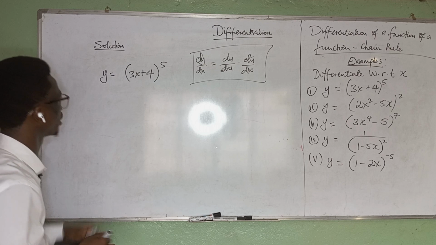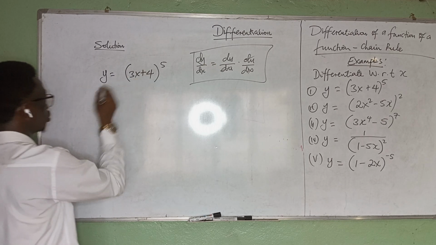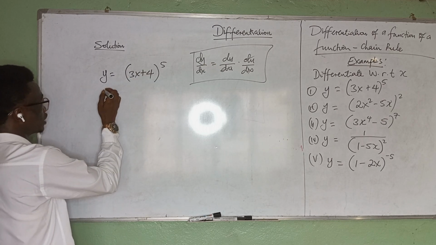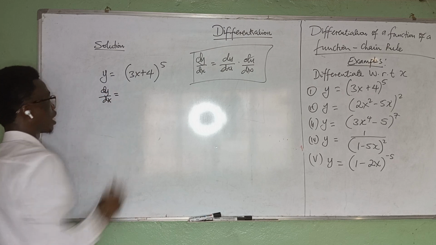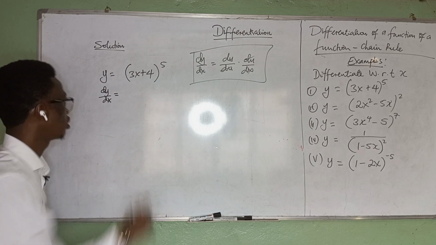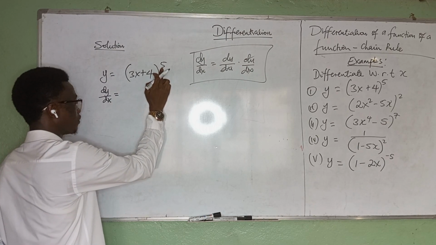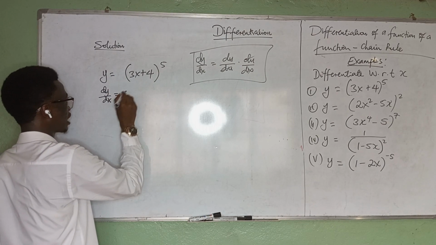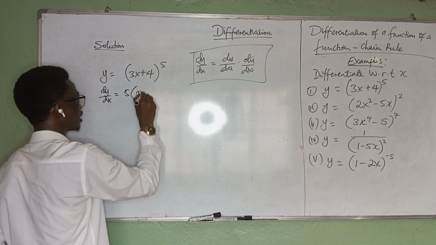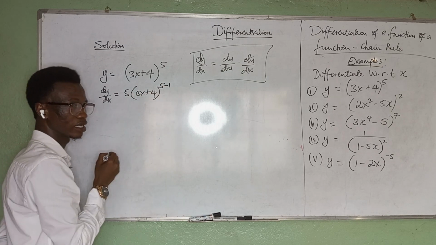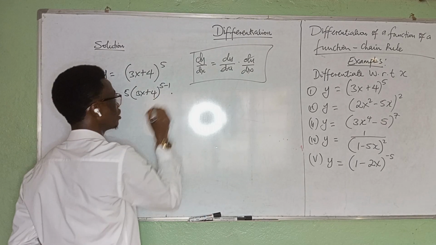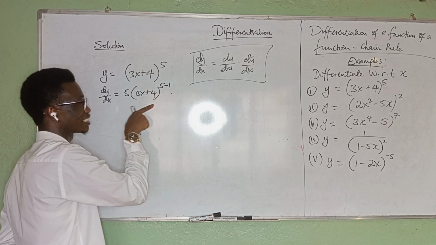So now we want to differentiate y with respect to x. So this means dy by dx equals, now the direct method, you are multiplying 5 by the coefficient here. That gives you 5 into (3x + 4) all raised to 5 minus 1. Then you are now going to differentiate what's inside the bracket.